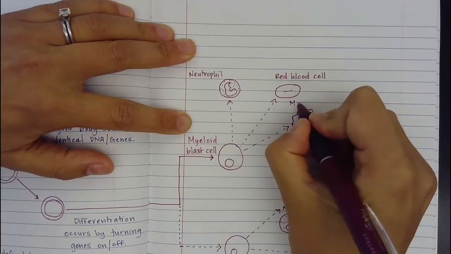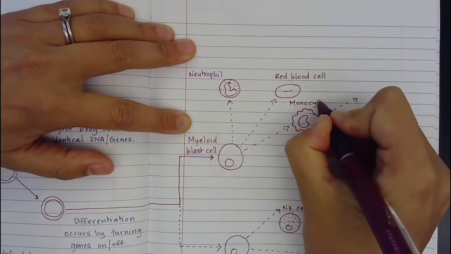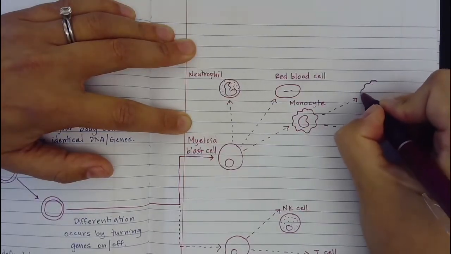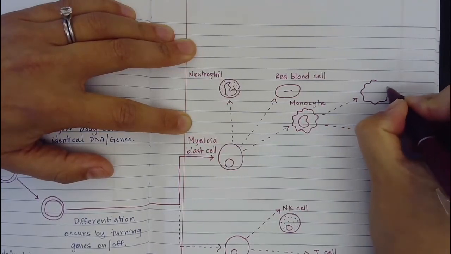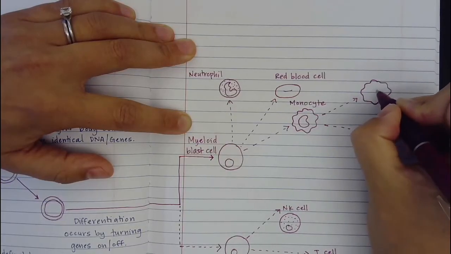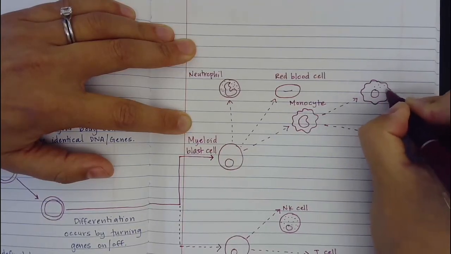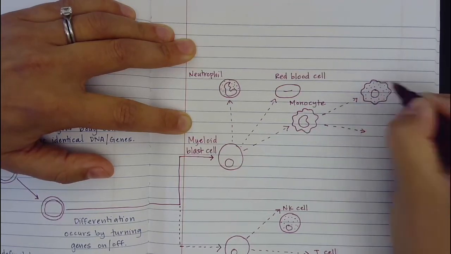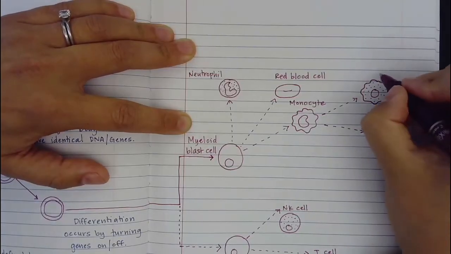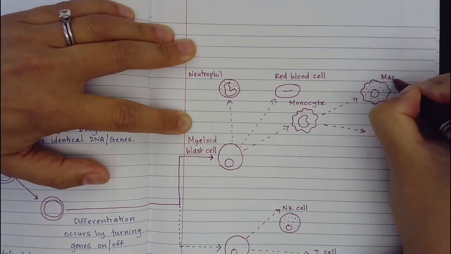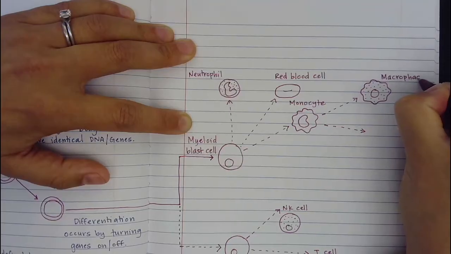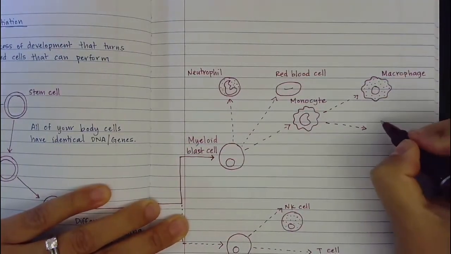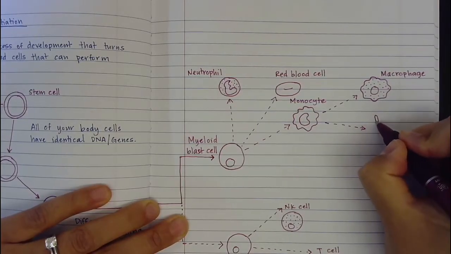So this was a monocyte, and it could become a macrophage, one of my personal cell favorites. Macrophages basically eat things. They can chase things like bacteria and then eat them. Or if this other set of genes gets turned on and off, you might end up with a dendritic cell.